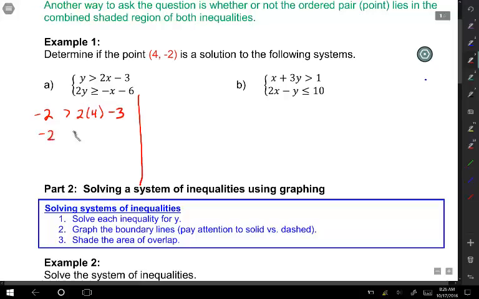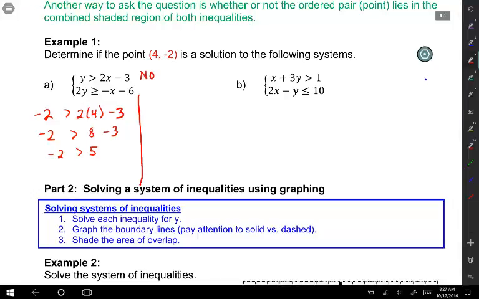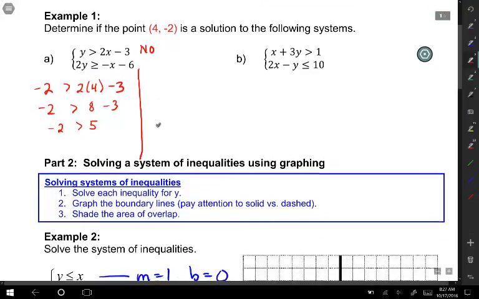Well, -2 greater than 8 minus 3. Is -2 greater than 5? No. Do I even need to check the next problem? No. Why not? Because it's not even right for the first one. So, is 4, -2 a solution to this system? No. Conclusion? No.